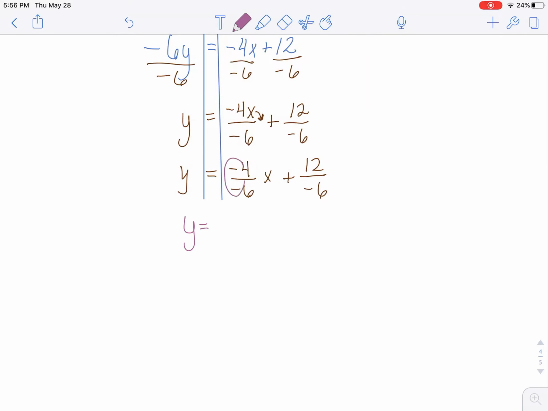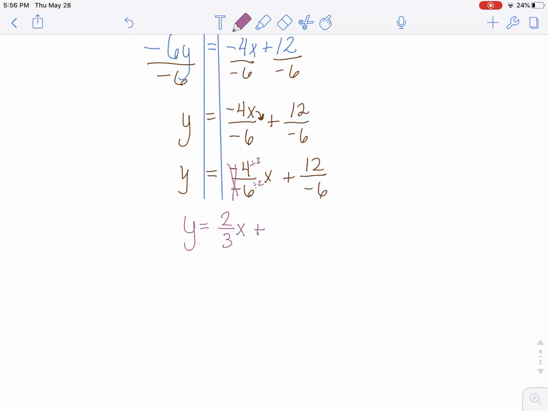I get y equals, well, I know a negative divided by a negative is a positive. So right then and there, I'm going to get rid of those negative signs because we don't ever use negative in the numerator and denominator. We change it to positive. And I know these both can be divided by 2. 4/6 is the same as 2/3 x.